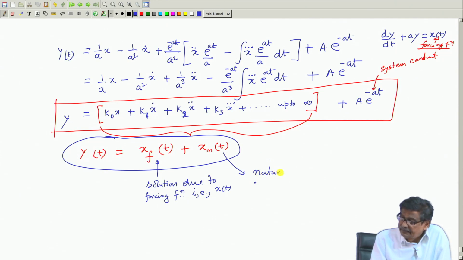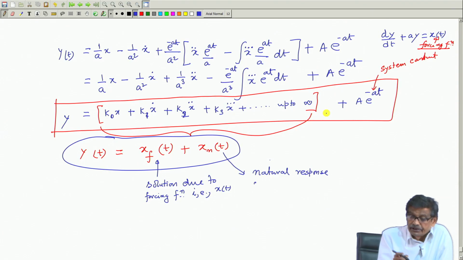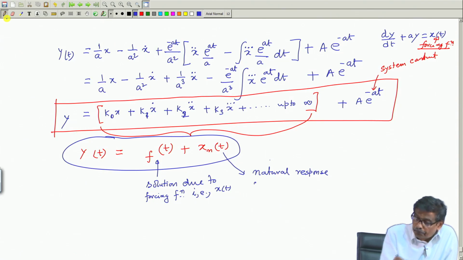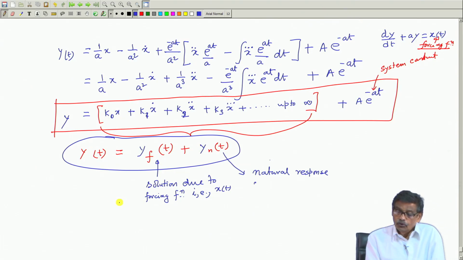Natural response of the circuit with no... I am so sorry, I should write it in this way. This solution has got two parts, y f t plus y n t, because I am looking for y n. So, y f t is the solution due to the forcing function, and y n t is the natural response when x t is 0.